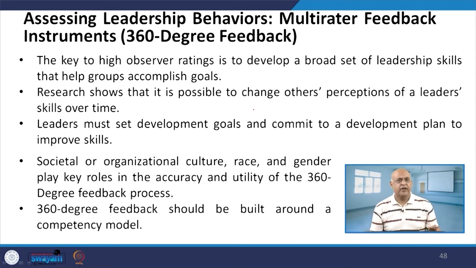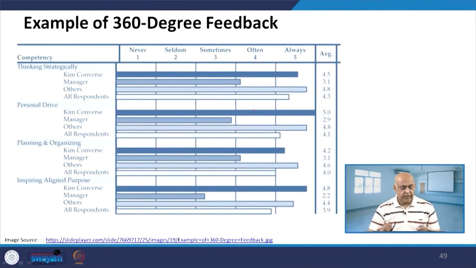So, if the organization culture and the society culture is supporting all the employees, irrespective of the gender, then definitely they will become more successful. So, here is an example of the 360 degree feedback. These are the dimensions which you can also note and apply in your organization: thinking strategically, personal drive, learning and organizing, and inspiring aligned purposes.